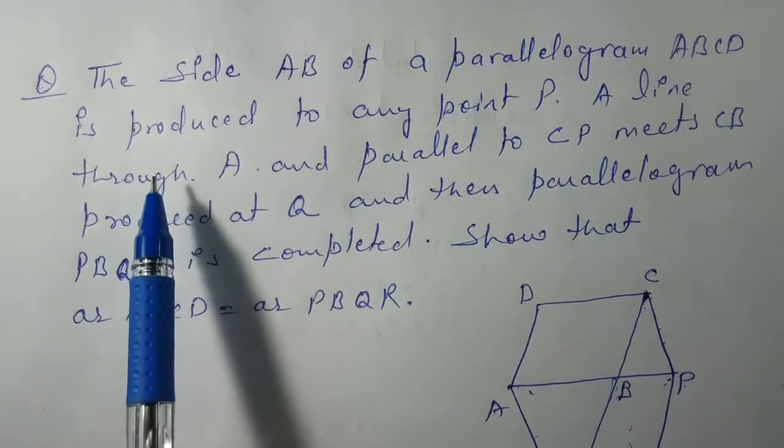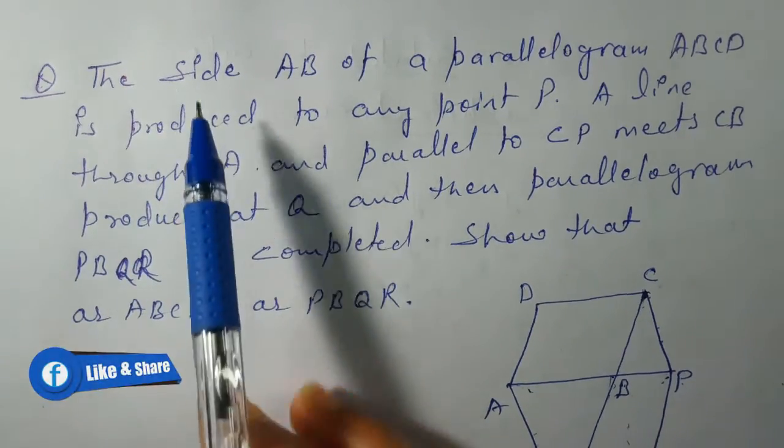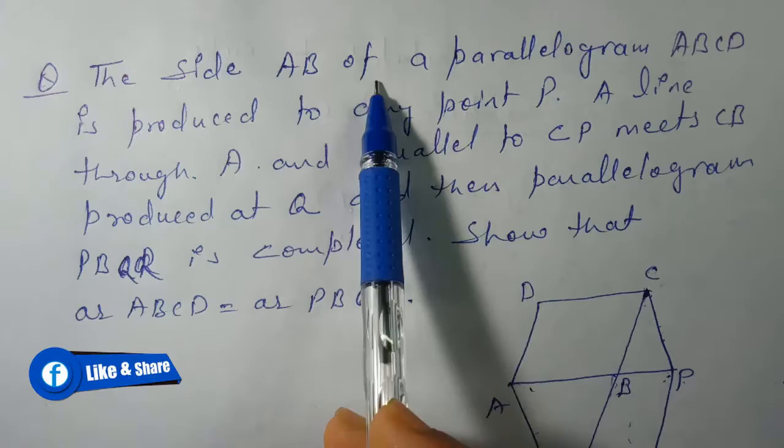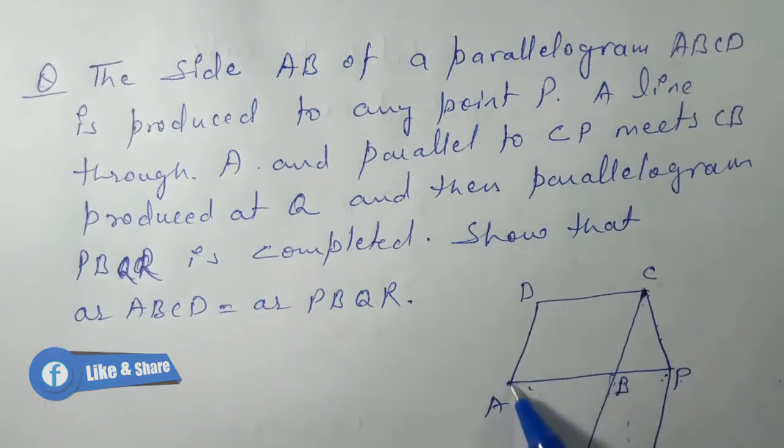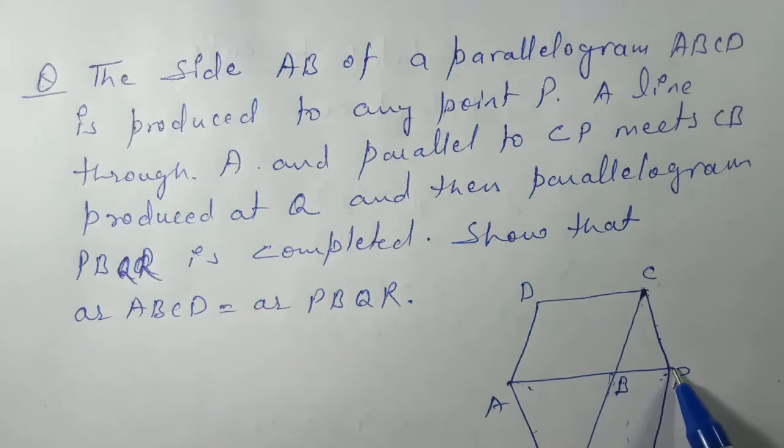Yes, student, today we're going to solve a problem based on geometry. The problem is: the side AB of a parallelogram ABCD. ABCD is a parallelogram. The side AB is produced to point P.